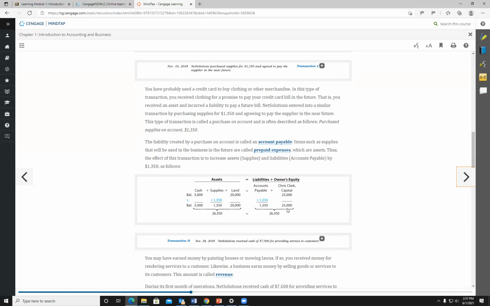So now he has increased his assets by $1,350, but he did not increase owner's equity. He increased liability. But if you take that 1,350 plus the owner equity of 25,000, it equals 26,350, which does equal his assets. So here we have a complete accounting equation where assets equals liabilities plus owner equity. That's how assets, liabilities, and equity are created in the accounting equation when a business is begun.